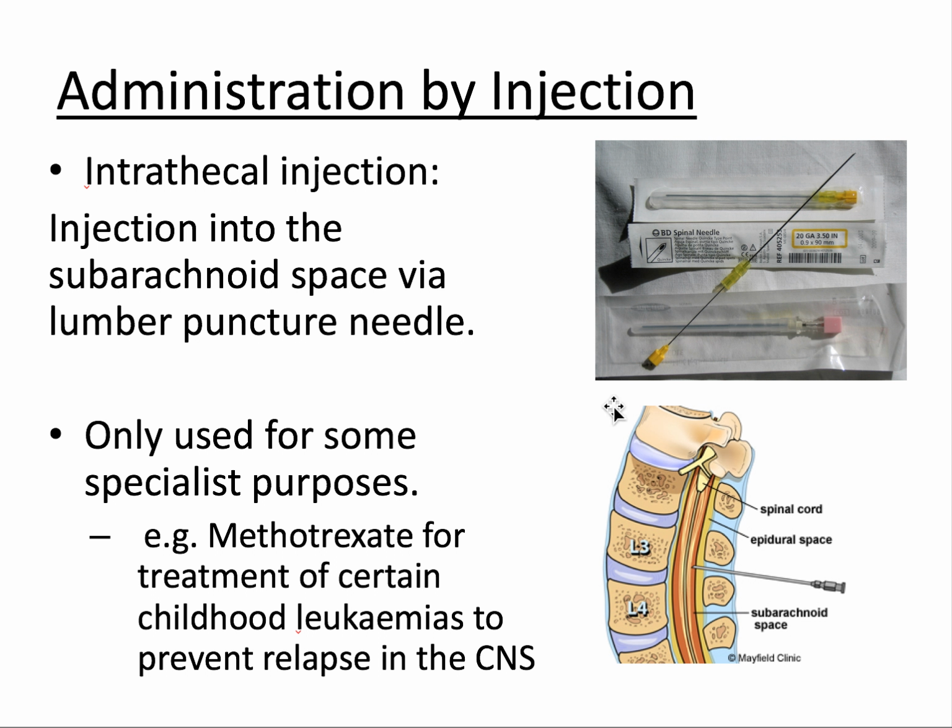An example of this is methotrexate. This is usually given to kids who develop childhood leukemia, a type of blood cancer, to prevent relapse in the CNS. Here you can see that it's usually between the L3 and L4 lumbar region, and they use a very long lumbar puncture needle, and it's usually done by an anesthetist, I think, someone very specialized. It can't be done by a regular doctor, I know that.